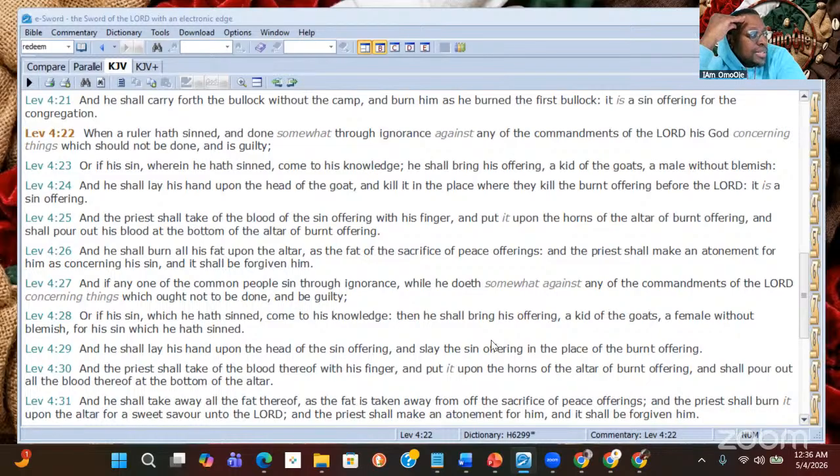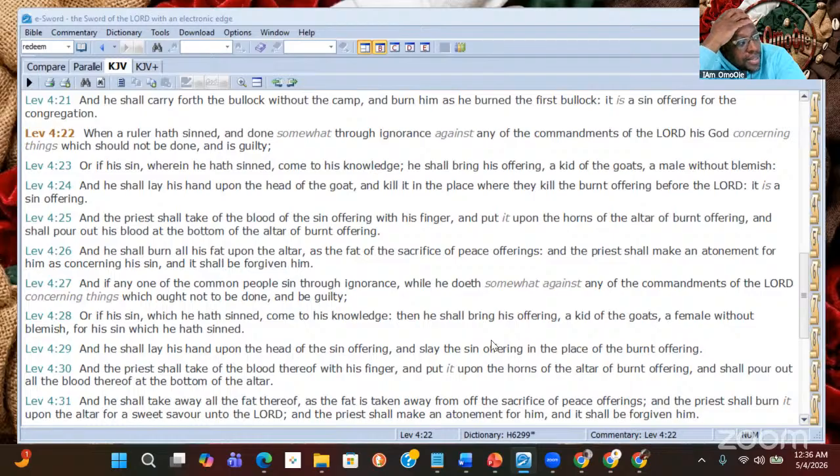And the priest shall take of the blood of the sin offering with his finger, and put it upon the horns of the altar of burnt offering, and shall pour out his blood at the bottom of the altar of burnt offering. And he shall burn all his fat upon the altar, as the fat of the sacrifice of peace offerings. And the priest shall make an atonement for him as concerning his sin, and it shall be forgiven him.